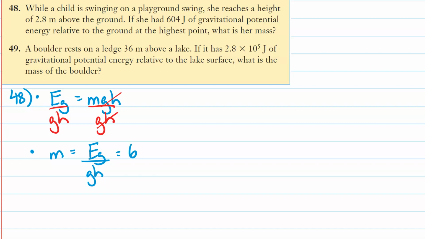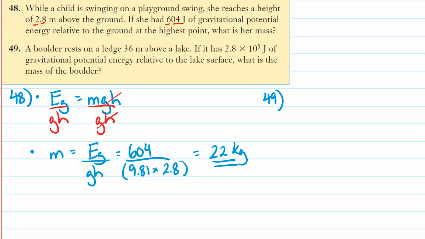Our potential energy is 604. G on Earth is 9.81. The height we're given is 2.8. Make sure to put that in brackets in your calculator. And if energy has 3 sig digs and height has 2 sig digs, we want to round our answer to just 2 sig digs. Our answer should be 22 kilograms.